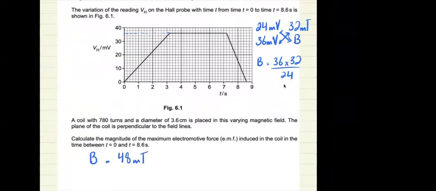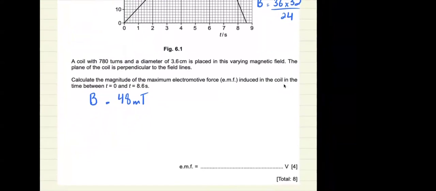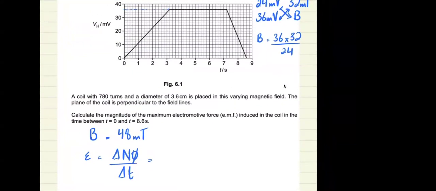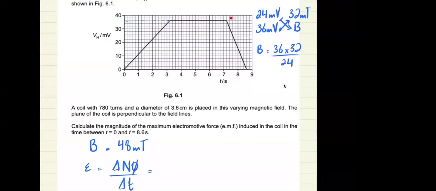Then everything else is not very difficult from here on out, which is that for the max EMF, we use this idea that this is delta N phi over delta T. So for the max EMF, you need to identify that this part is steeper. So this has a faster rate of change. So this would lead to a greater EMF. So here it goes from this 48 millitesla to 0 in what time?